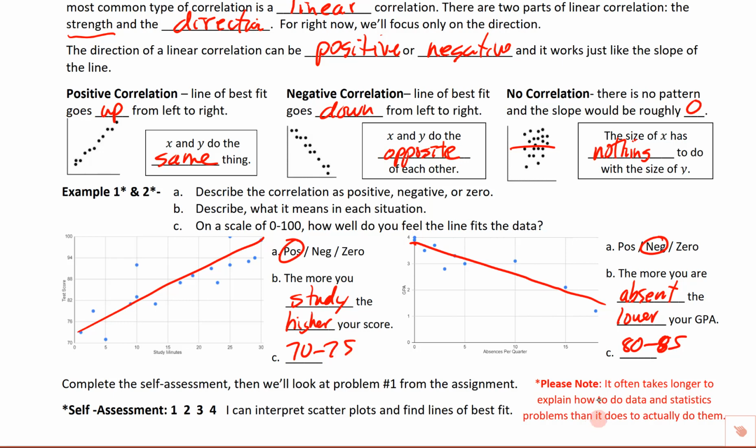So again, a couple quick things. It does take a long time to explain this stuff. It takes longer to explain than to actually do them, and you'll see that as we get started on the assignment. So go ahead and do the self-assessment, and we're going to take a look at problem number 1.